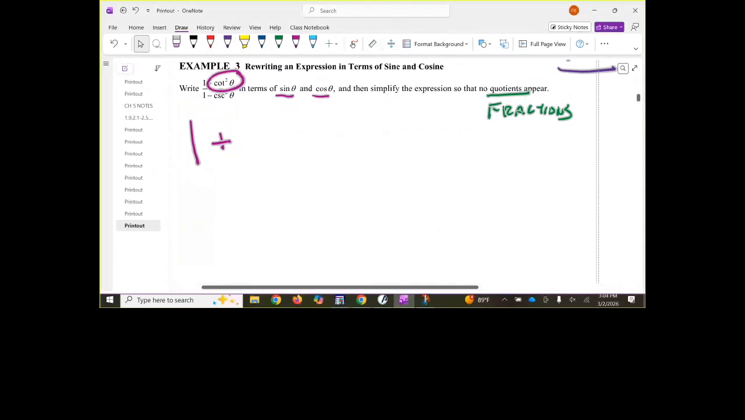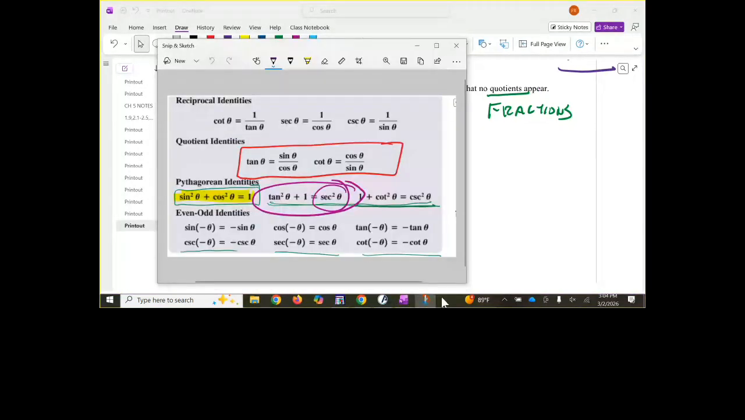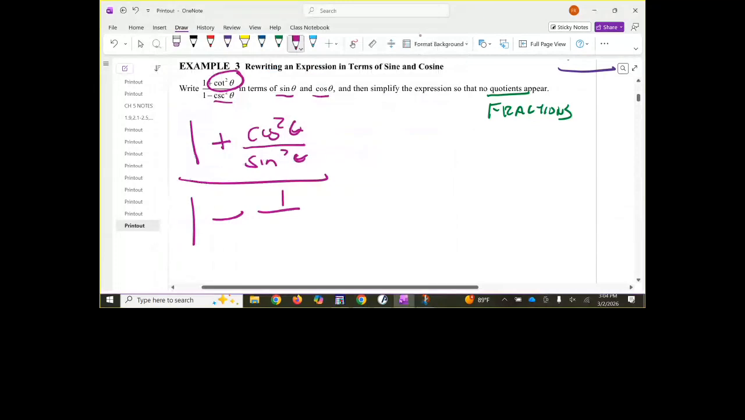So look, let's come back here. 1 plus, we said we could write this as cosine squared theta over sine squared theta. Okay. 1 minus, look, let's look at cosecant. Remember, I'm trying to write everything in terms of sine and cosine. Well, my cosecant of theta is the same thing as 1 divided by the sine of theta. So why don't we do this? 1 divided by the sine of theta.